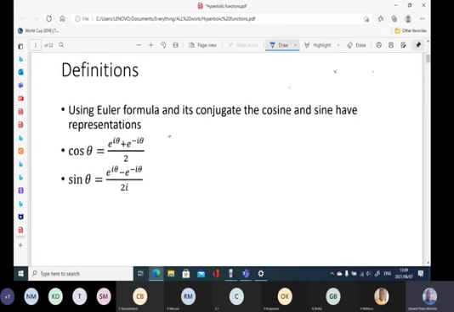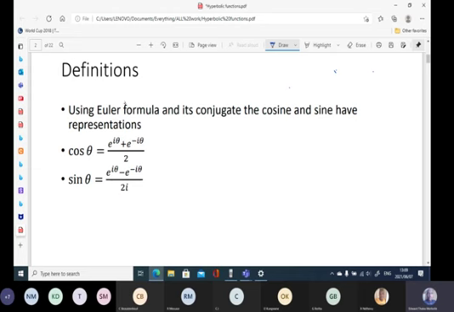So what I'm going to present today is what we call a hyperbolic function. What I wanted to prove was that cos theta is equal to e to the power i theta plus e to the power minus i theta, over 2.